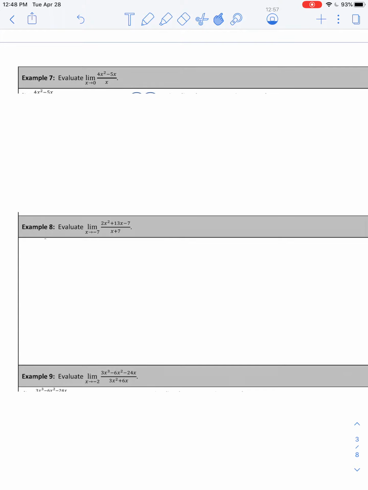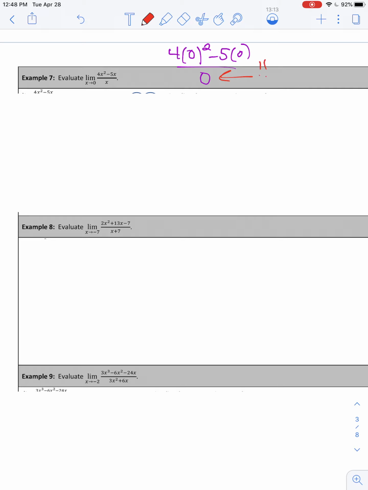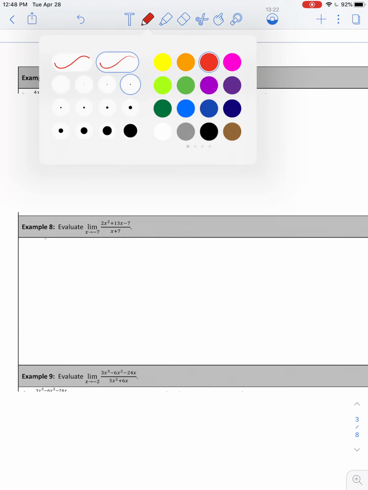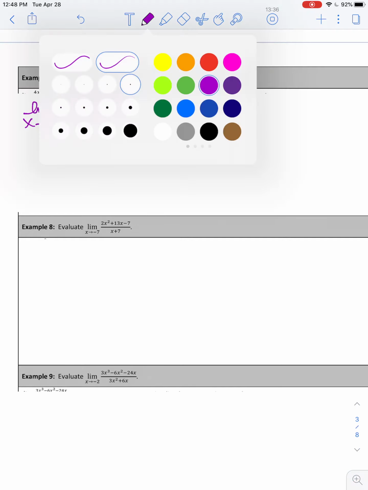Okay, another example here. It's pretty quick to notice, hopefully, that if we do direct substitution, 4 times 0 squared minus 4 times 0 over 0, we're going to run into that problem again of division by 0, and that's not going to work. So we're going to see how we can factor that function into something that we could then use direct substitution with. So we have the limit as x approaches 0 of 4x squared minus 5x over x.